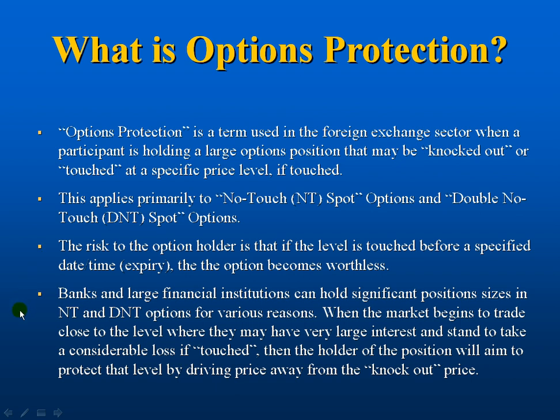Banks and large financial institutions can hold significant position sizes in no-touch and double no-touch options for various reasons that, of course, will meet their corporate objectives. When the market begins to trade close to the level where they may have a very large interest or options position and stand to take a considerable loss if that option is touched, then the holder of the position will aim to protect that level by moving flows into the market to drive price away from the specific knock.